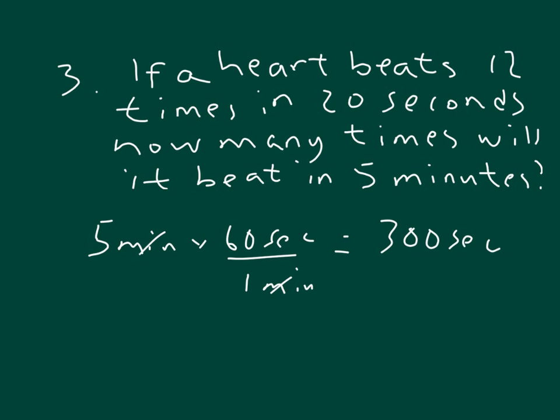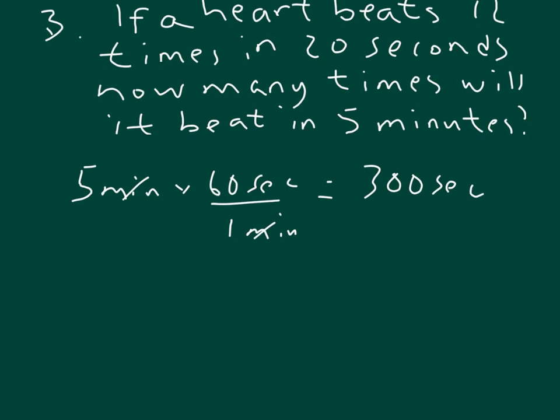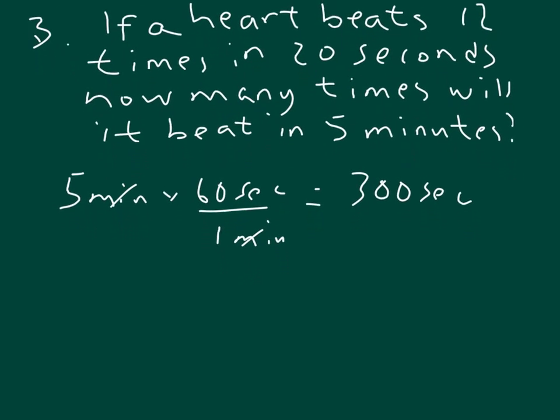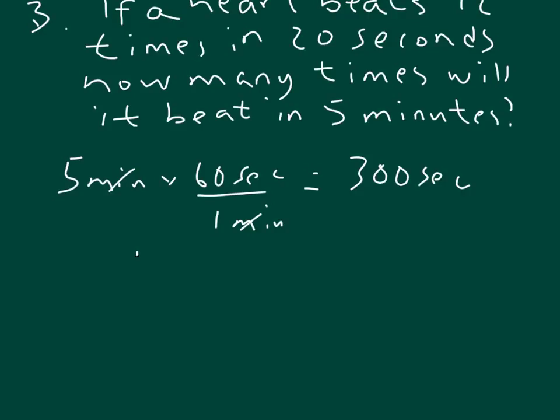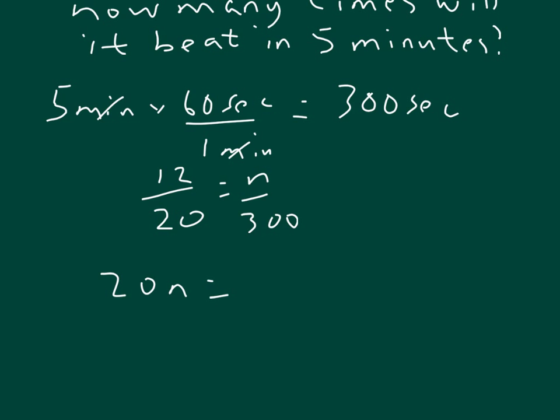So we want to say 12 times in 20 seconds is the same as how many in 300 seconds. Then cross multiply. We get 20n equals 12 times 300. So here we're just going across using cross products.